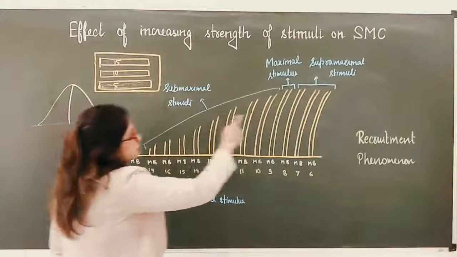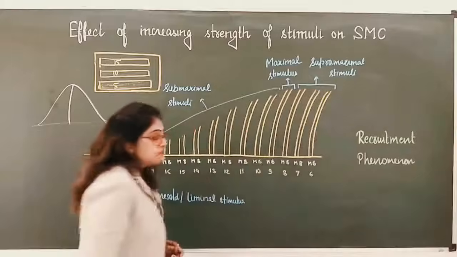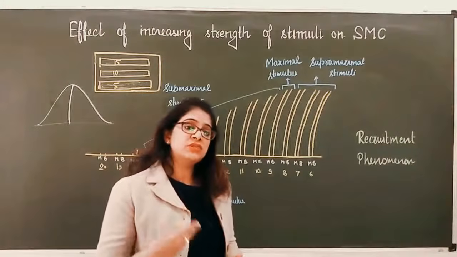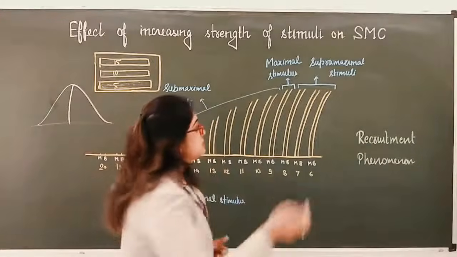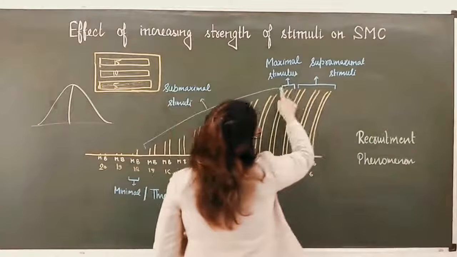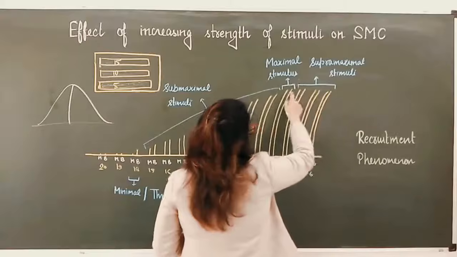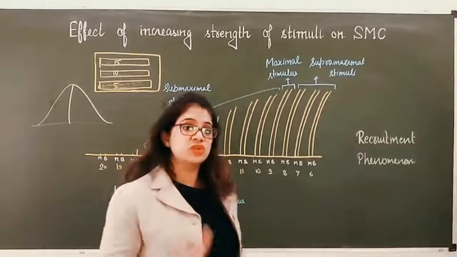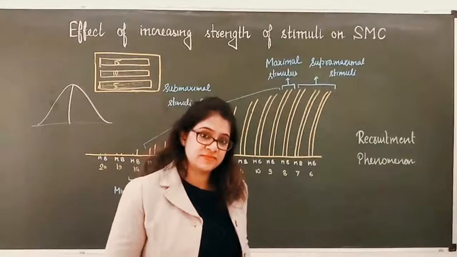Now, what is the maximal stimulus? The maximal stimulus is the minimum stimulus at which the maximum response is achieved. We can see the maximum response is achieved in all four graphs, but this was the minimal stimulus at which the maximum response was achieved, so it is the maximal stimulus.